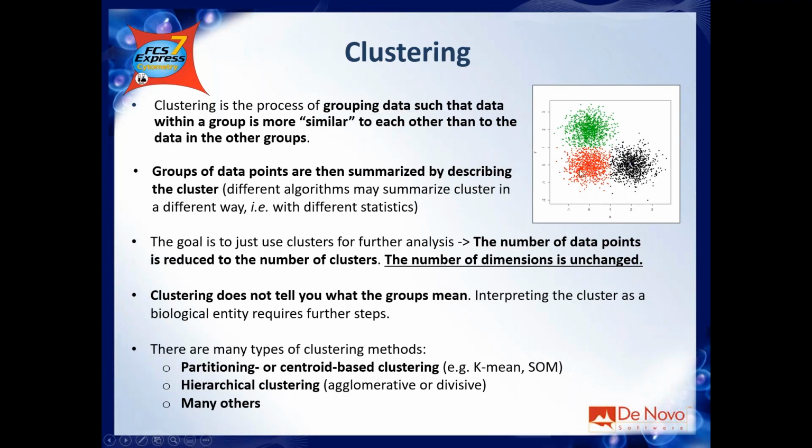Simply, we reduced the number of events that we were dealing with. Now it's 3 instead of maybe 3,000. Another key point is that clustering doesn't really tell you anything about the biology. I mean, the clustering is grouping similar events together, then it's you that needs to label a population, a cluster, as, I don't know, CD8, Treg, or B cells.